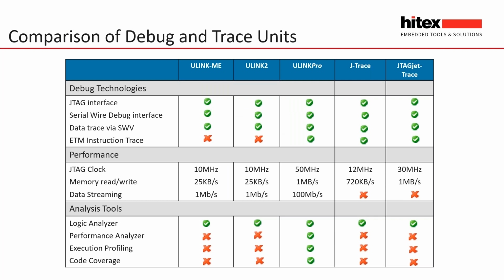In terms of our ULINKs, we have a number: the ULINK2, the ULINKme, which is a low-cost one that was sold with evaluation kits, and the ULINKpro. And the Keil tools also support a lot of the SEGGER tools and SEGGER J-Trace as well.